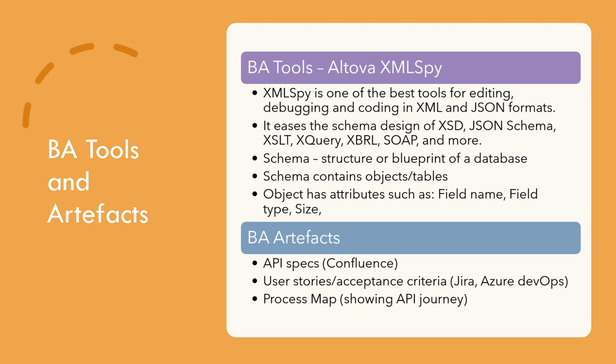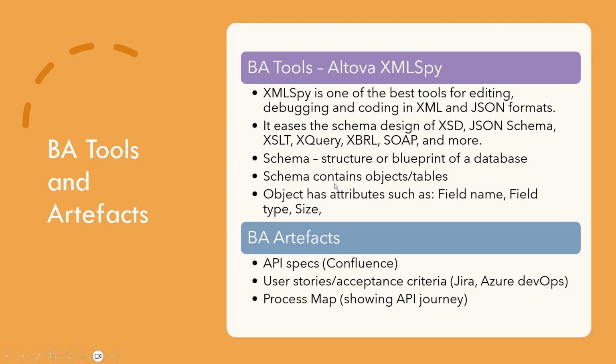So XML Spy will help you to determine the field type, the field size, even the number of fields in an object. Some of these things you need to put in your API specification. Okay, it's not really difficult per se. When you get it, you can easily go on YouTube to check out how it operates. But it's a very important tool that will help you as a business analyst to work on an API project.